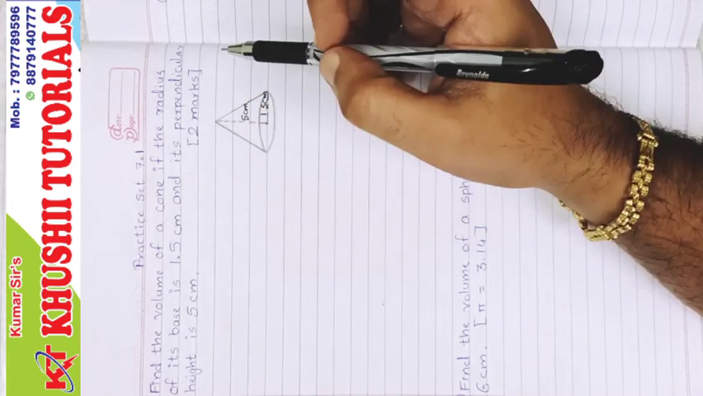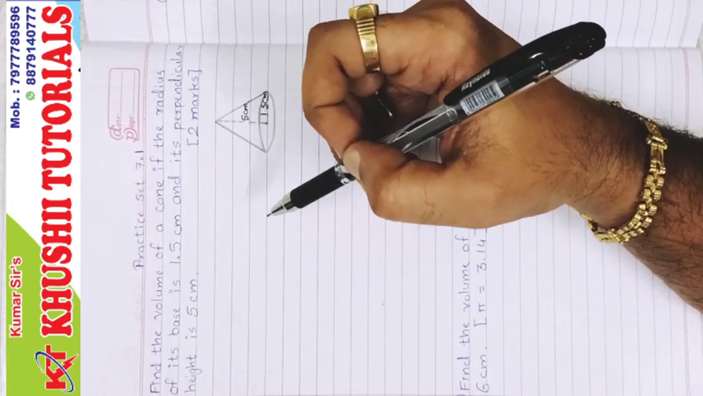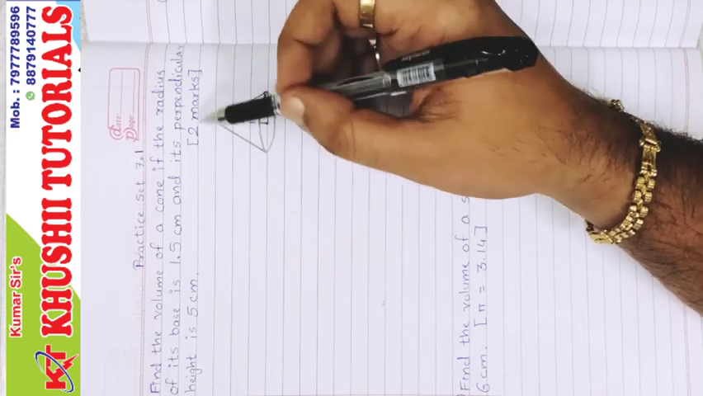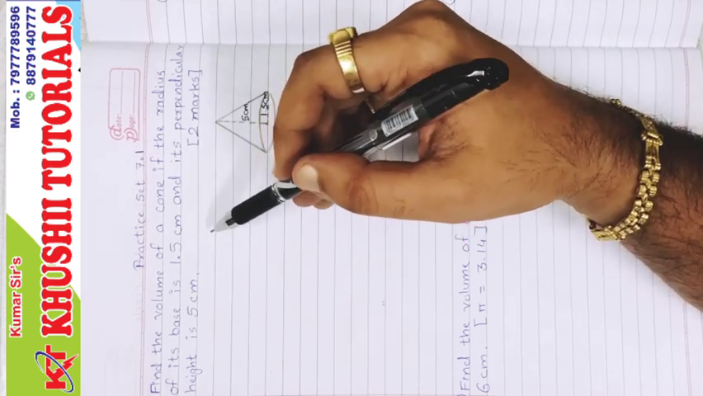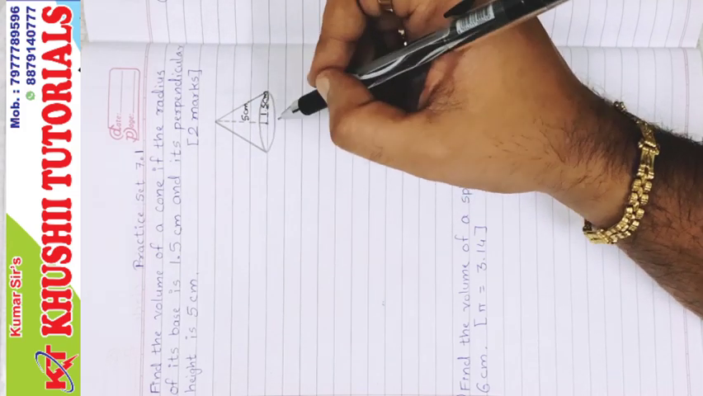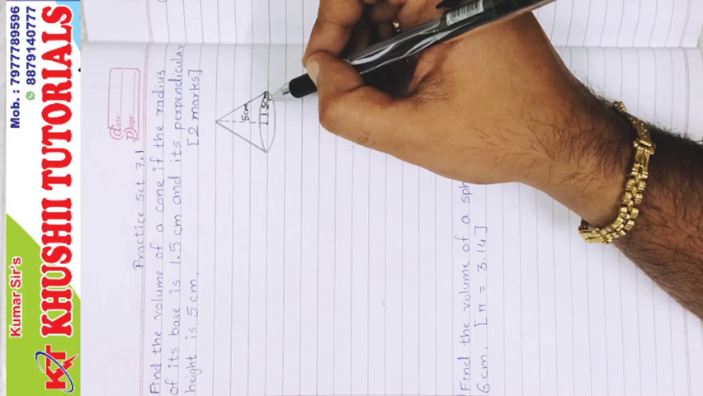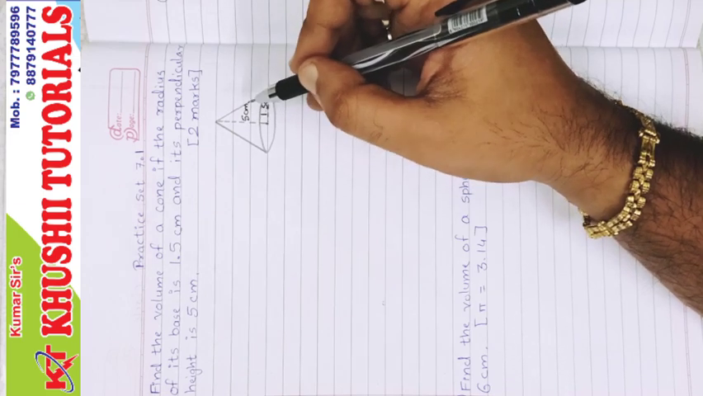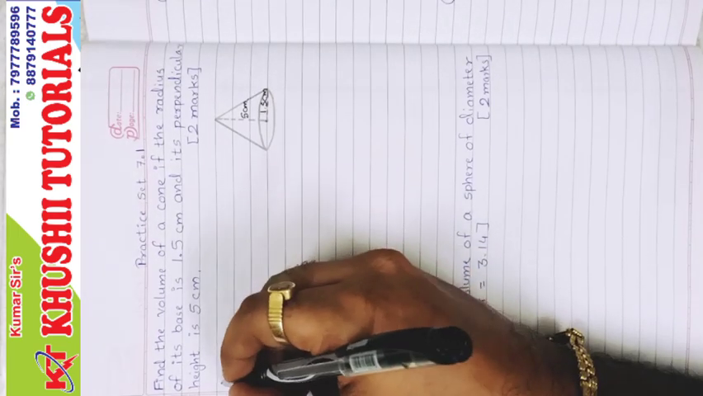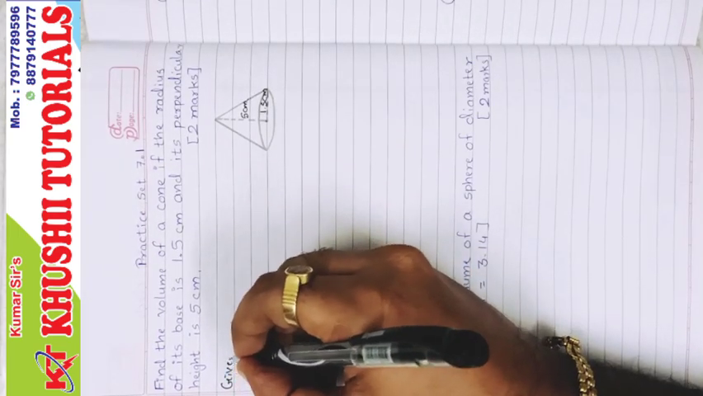The formula of volume of the cone is 1/3 of pi r square h. So 1/3 will remain 1/3 pi. The value, if it is not given, then we can consider any value, 22/7 or 3.14. R is 1.5 square and h is 5. So all the values are given, so directly we will write the formula. But before that we have to write the given.